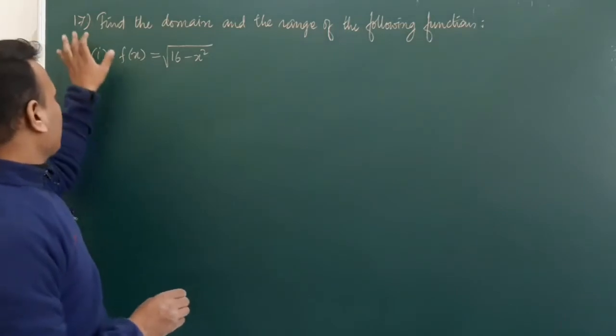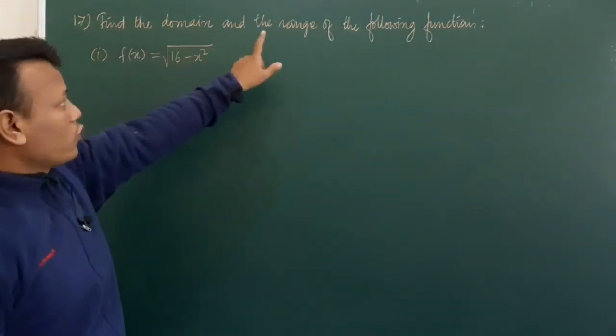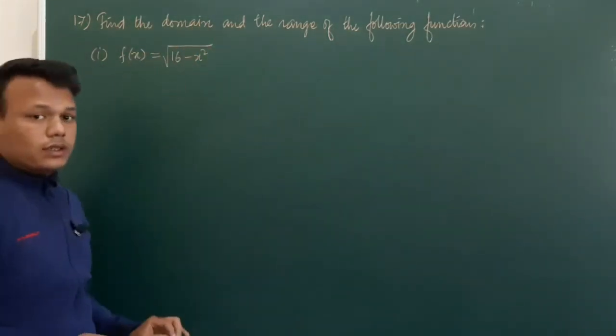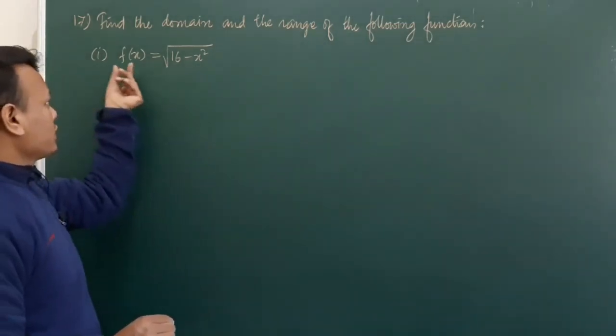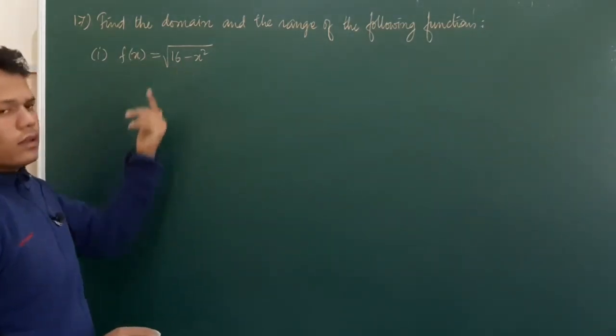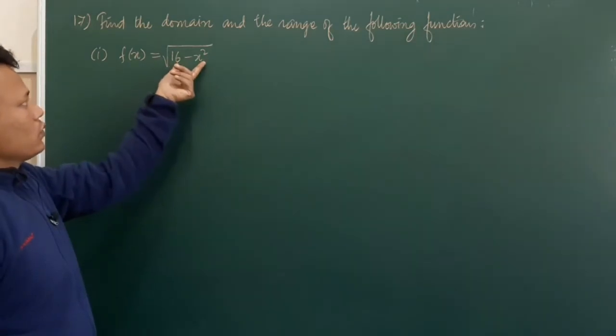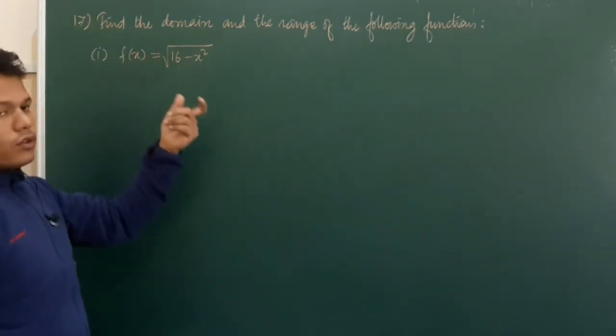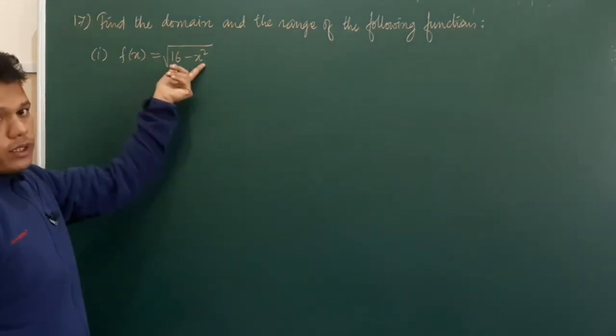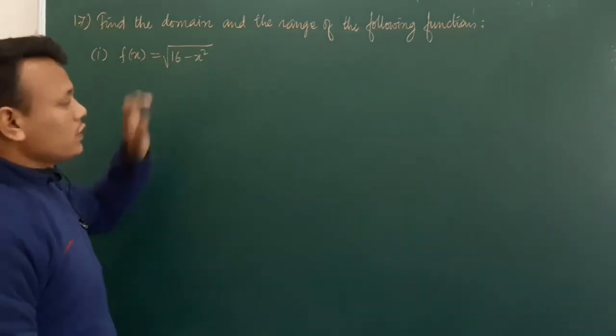Now we have question number 17. The question says find the domain and range of the following functions. This is the first question. You need to find the domain, and finding domain is easy. Whatever is within this square root sign, we must have that be equal to or greater than 0, isn't it?